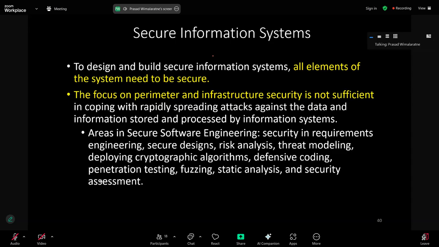Rather than just doing it and then testing and trying to fix it, we are trying to do it in one go as much as possible to be secure. Of course, it's not 100%. We can't make it 100%, but it is relatively much more secure than the traditional approach. So defensive coding is something we need to look at later. Pen testing, fuzzing, static analysis and security assessment we do anyway, but we still need them here. So security-related testing still has to happen.